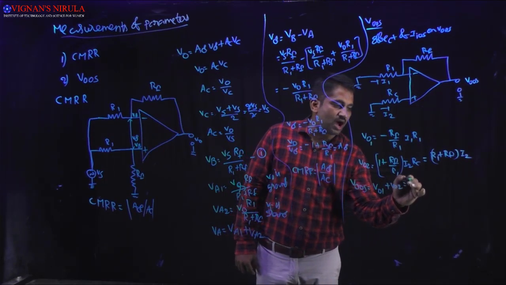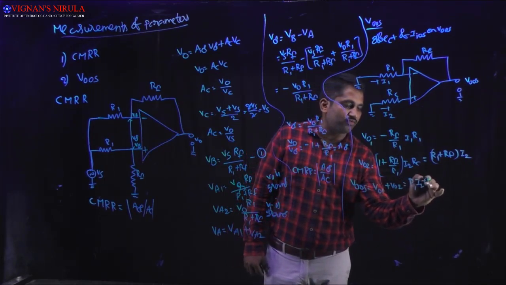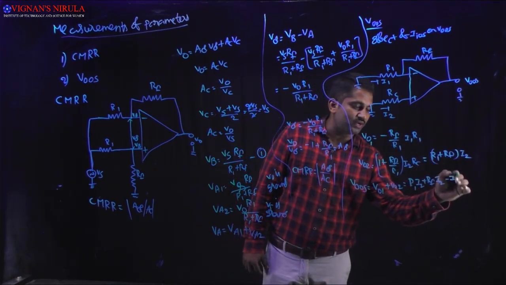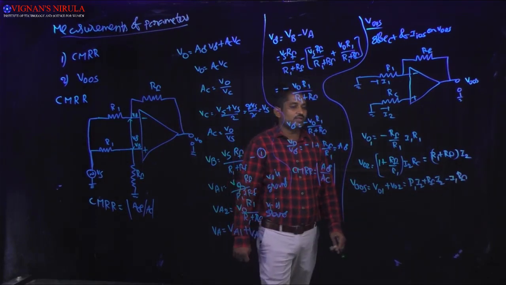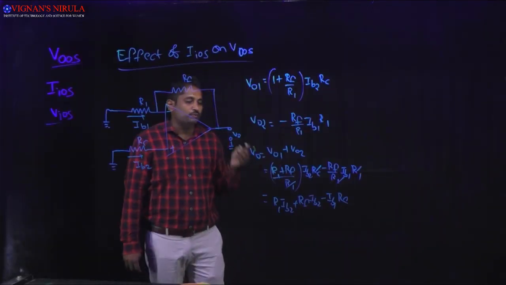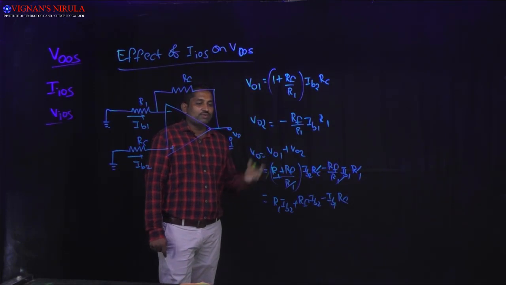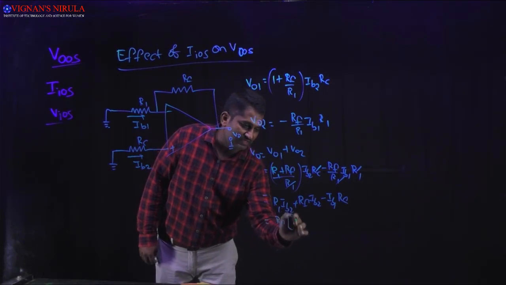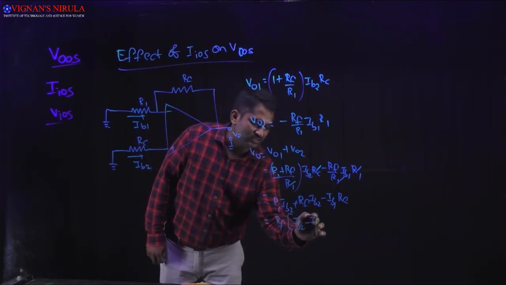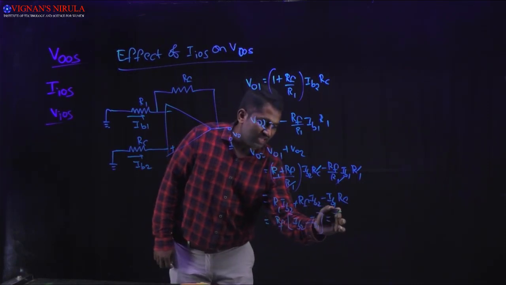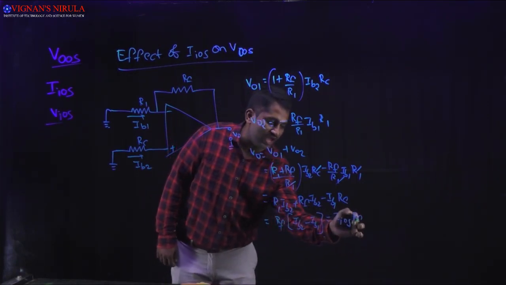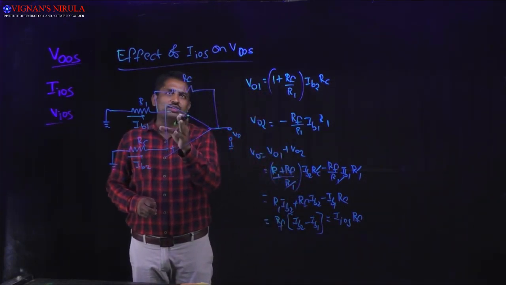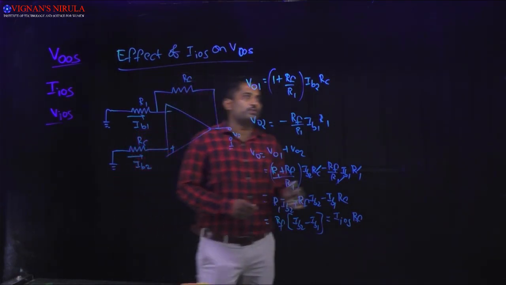Now we get R1 into I2 plus RF into I2 minus, here R1 cancels, I1 into RF. RF should be very much greater than R1, so we neglect R1 into IB2. Finally, if you take RF as common, you will get IB2 minus IB1, and IB2 minus IB1 is nothing but IIOS. So IIOS into RF. This is the effect of input offset current on output offset voltage.